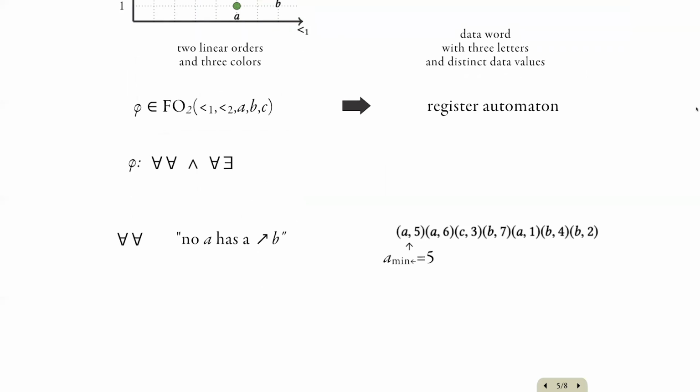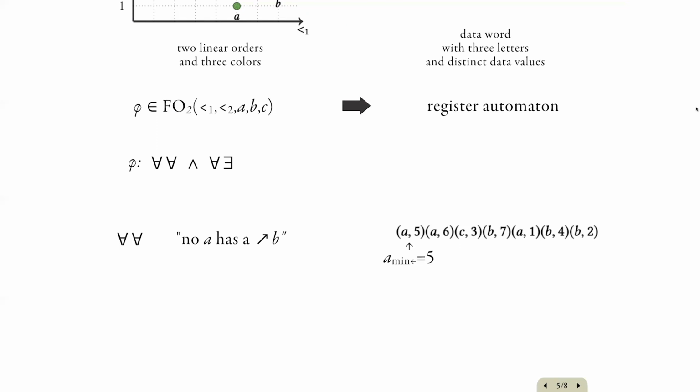To do this, first we rewrite the formula phi in a special normal form known as Scott normal form, which is a conjunction of sentences of the form for all, or for all exists. So a typical sentence of the form for all says, no A has a B which is to the northeast of it. This can be expressed as a sentence with 2 universal quantifiers.